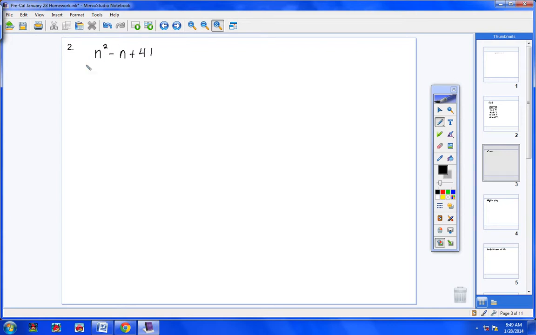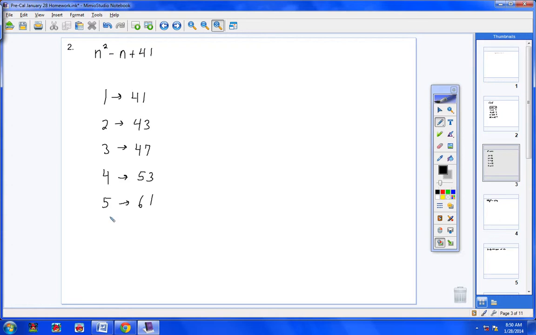For example, let's put a 1 in. 1 times 1 is 1, minus 1 is 0, plus 41. So when you put a 1 in, you get out a 41. Let's put a 2 in. 4 minus 2 is 2, plus 41 is 43. Let's put a 3 in for n. 3 times 3 is 9, minus 3 is 6, plus 41 is 47. Let's put a 4 in. 4 times 4 is 16, 16 minus 4 is 12, 41 plus 12 is 53. I'm getting out all prime numbers, guys. Put a 5 in for n. 5 squared is 25, 25 minus 5 is 20, plus 41 is 61. All of these are prime.